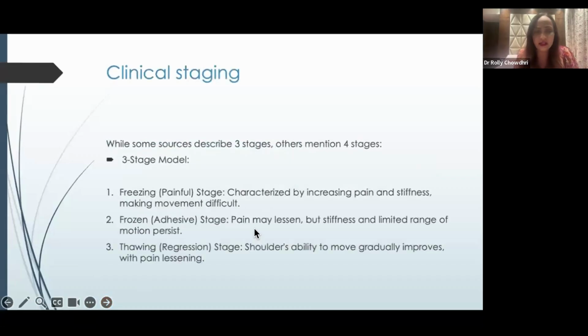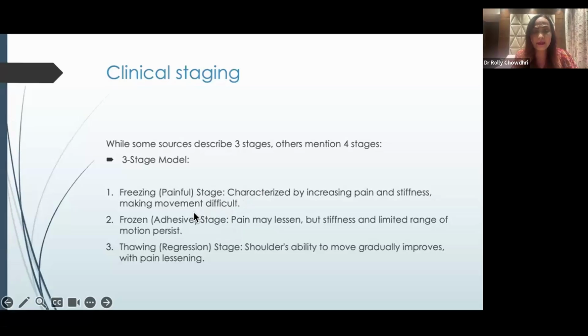Now, staging of adhesive capsulitis. Why am I describing this? Because patients come to us in different stages. There are two models: one is a 3-stage model, one is a 4-stage model, depending upon the patient's condition. The 3-stage model is freezing, frozen, and thawing. As the name implies, freezing is the progressive painful stage, where the patient has pain which gradually and severely increases, and there is some stiffness and some movement restriction.